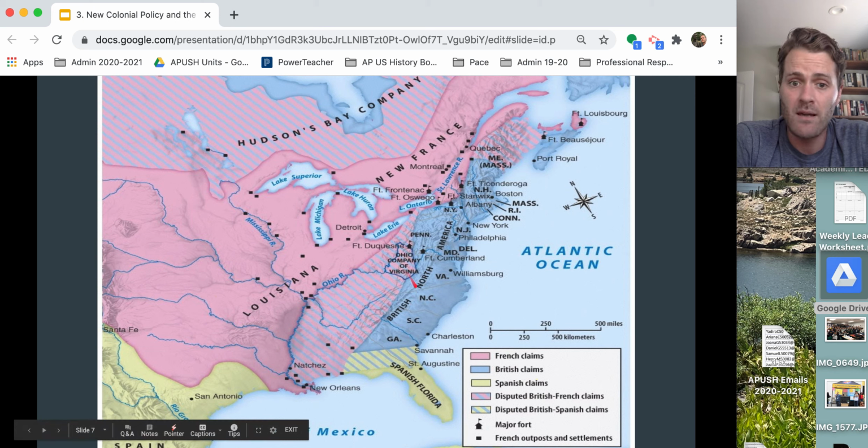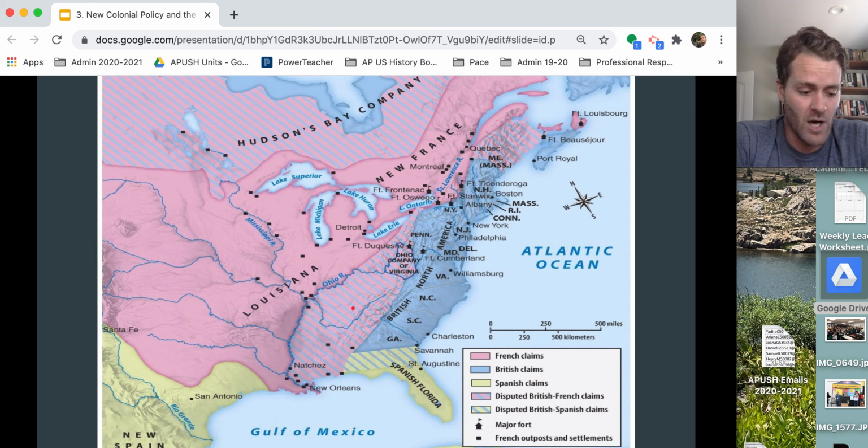Because as you can see, it's two colors shading it, which means that both the British and the French say this land belongs to us. This is our land. And this issue of disputed territory is going to cause a lot of issues in American history. This is just the first example.